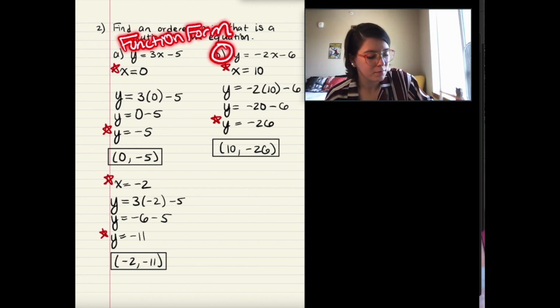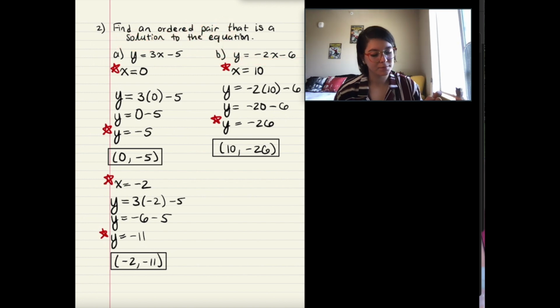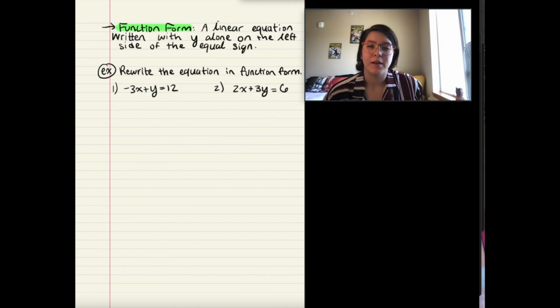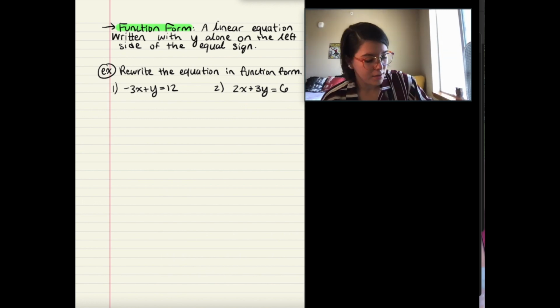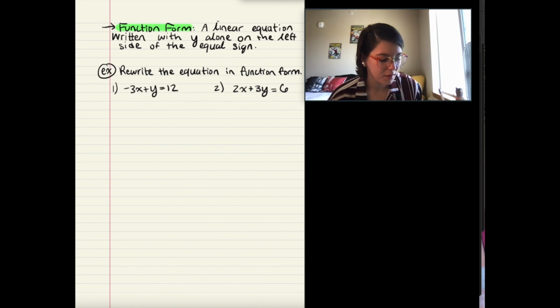Same with B. We have y all alone and then everything else on the right side. So let's look at how we can put equations into function form when they're not already in it. Remember back to lesson 3 when we were looking at solving equations. This is where that knowledge is going to come in handy. So we have negative 3x plus y is equal to 12. Remember, function form tells us that we need to have y all on its own.